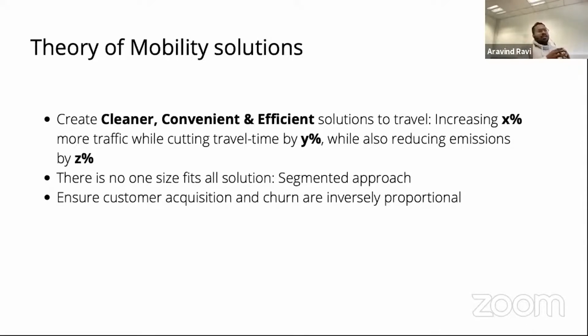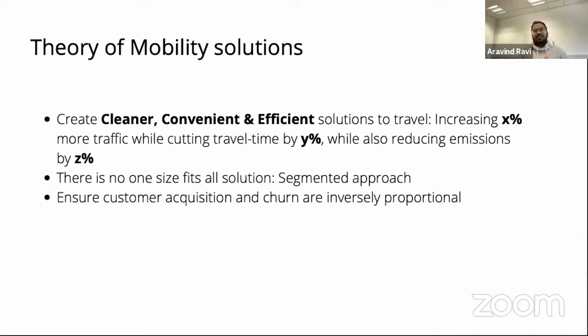And then they also work with a very growth mindset, the mobility solutions. They are designed to operate with extreme efficiency in terms of customer acquisition. They go the extra mile and take a loss in order to acquire customers, because that is their KPI that they want to achieve. And they're also reducing the churn in that whole process. And they make sure the customer acquisition and churn are inversely proportional.